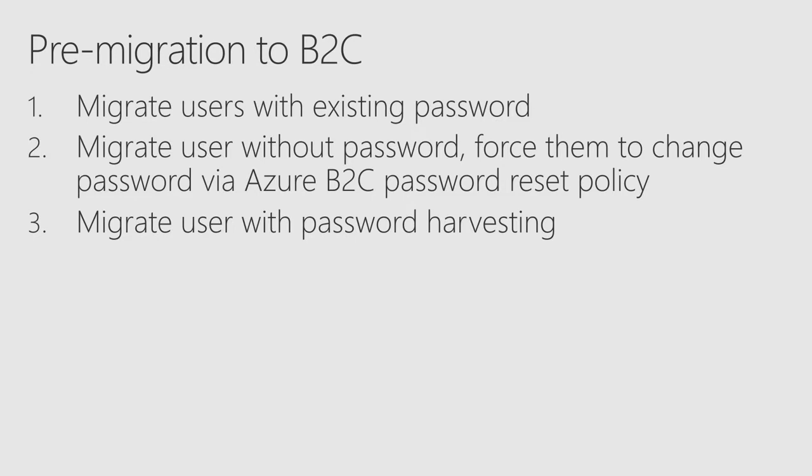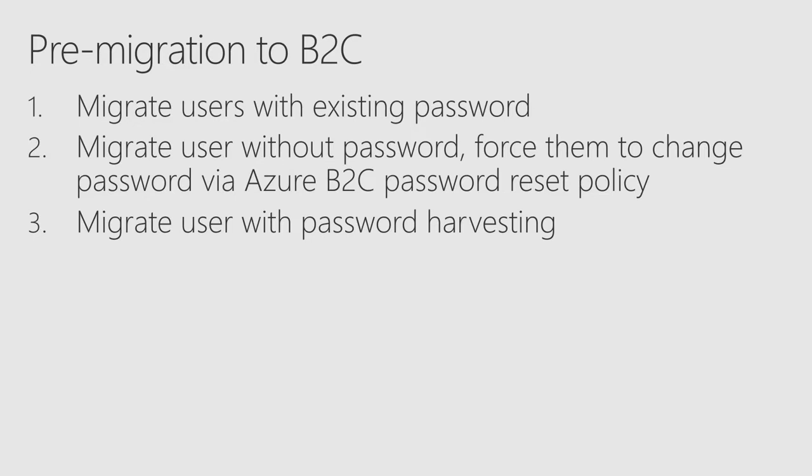So for the pre-migration process, we have three scenarios. I'm repeating. The first one is migrate users with existing password. This is the easy one because we only need to create an account with the password we already have. The second one, when we don't have the password, we force the user to change the password and we reset the password in Azure Active Directory B2C by sending them a URL to reset the password. The last one, again, we don't have the password, but instead of setting the password in Azure B2C, we're setting the password in the old identity provider.